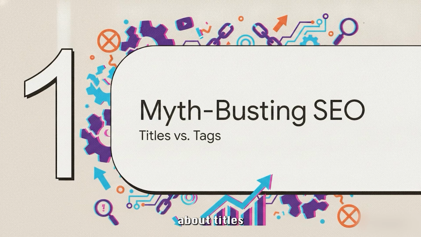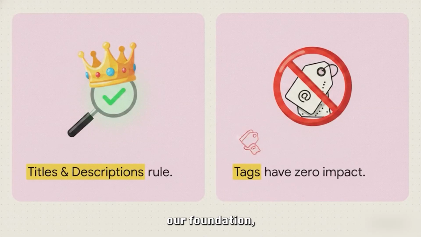Let's talk about titles versus tags. To build our foundation, we actually need to shatter a massive piece of SEO advice you've probably heard 100 times. So check this out. The creator took a long-form video and dropped unique, totally gibberish words into 3 different places: the title, the description, and the tags. Then, they just searched for those gibberish words.